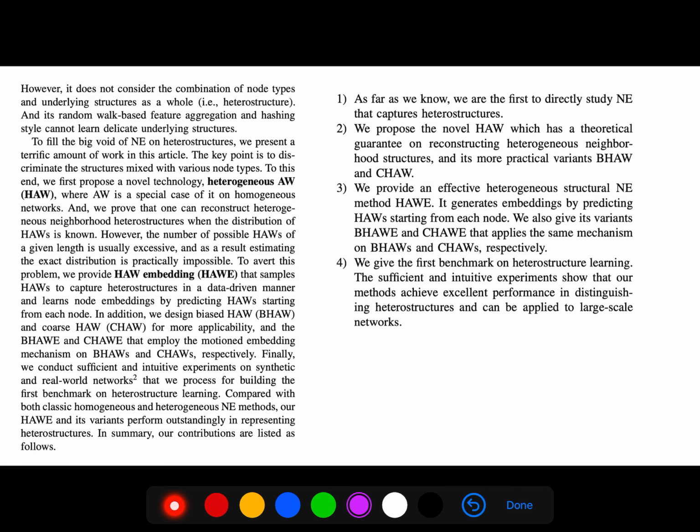So there are four contributions in this paper. We are the first to directly study NE that captures heterostructures. We proposed a novel HAW which has theoretical guarantees on reconstructing heterogeneous neighborhood structures, provide an effective heterogeneous structural NE method, and we give the first benchmark on heterogeneous learning.